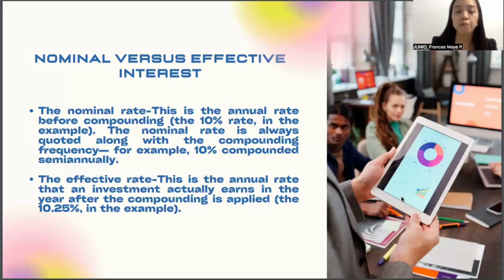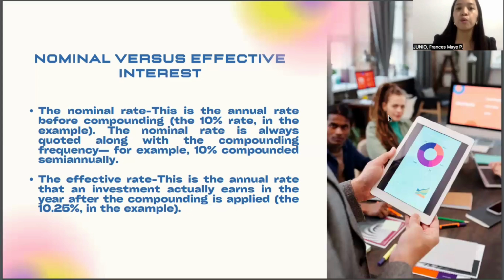So when we say nominal interest rates, it is the stated or quoted annual interest rate before taking compounding into account. It is typically expressed alongside its compounding frequency. For example, may isang bangko na nag-aalok ng 10% nominal interest rate na compounded semi-annually. So when we say semi-annually, yung interest niya is hindi lang isang beses sa isang taon, kundi dalawang beses sa isang taon, or sabihin na natin every 6 months siya.